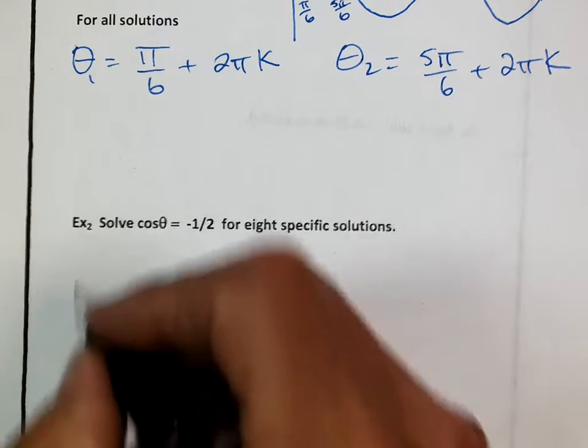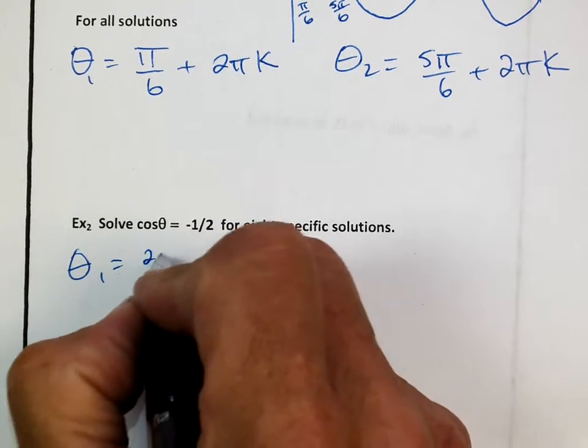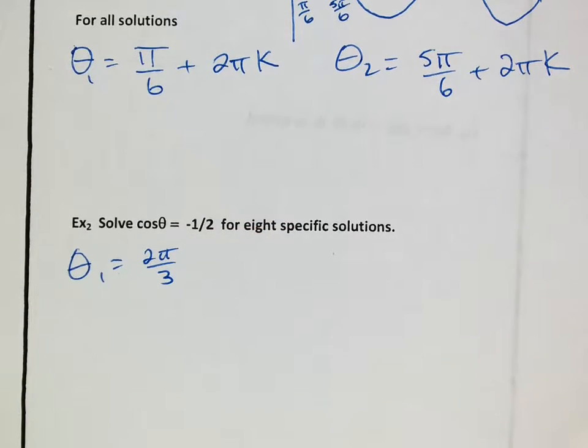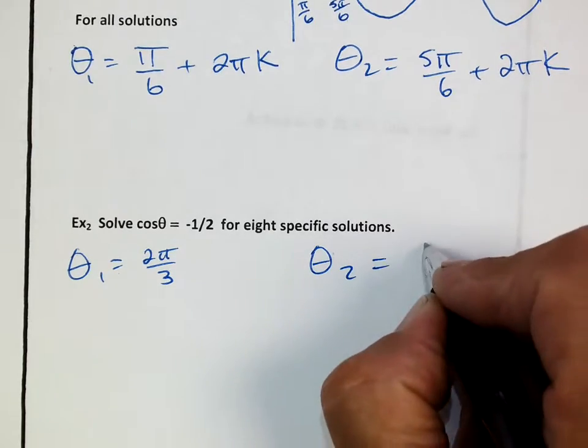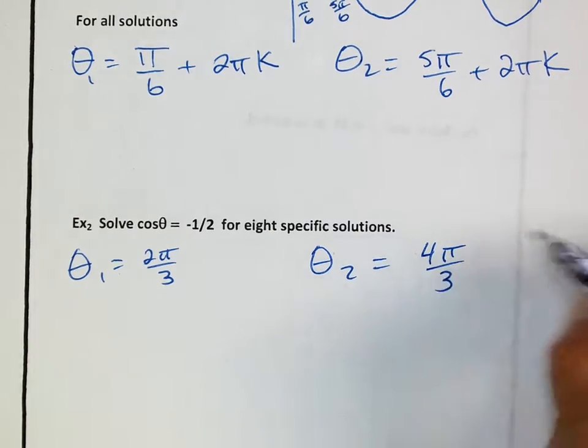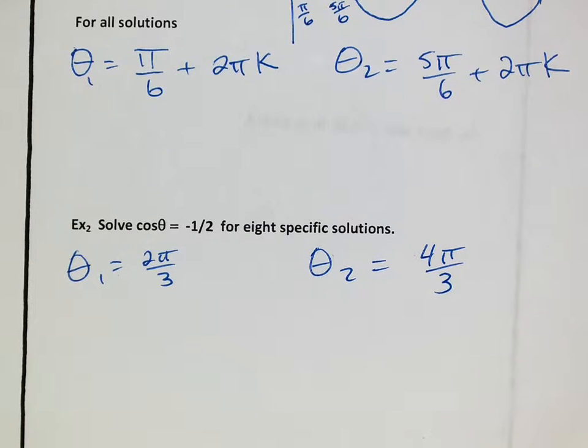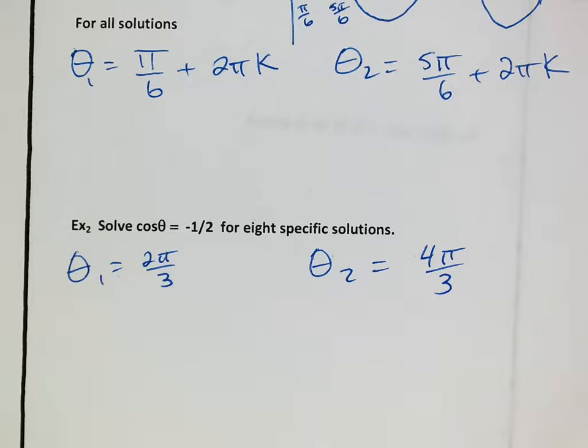2 pi/3. Theta 1 is 2 pi/3. Good. And 4 pi/3. And then theta 2 is 4 pi/3. Everybody want to see it? Just to make sure everybody remembers the unit circle, okay? So here's cosine's the x value. Looking for negative 1/2 is here. So it's 2 pi/3, right? And then here, 4 pi/3.